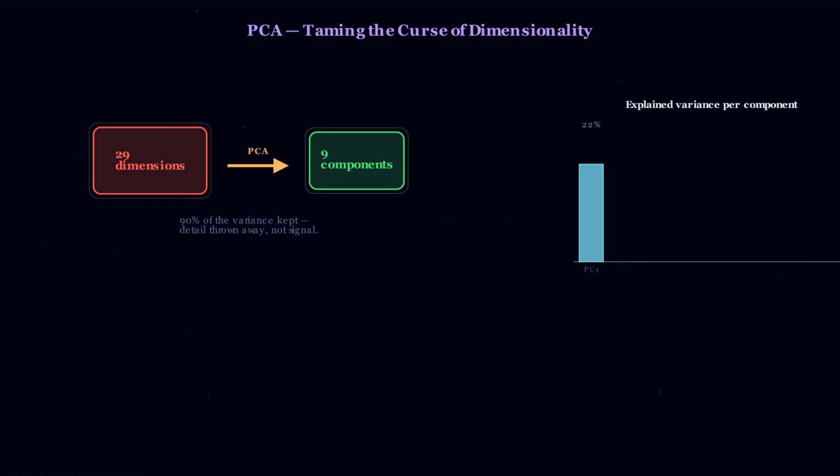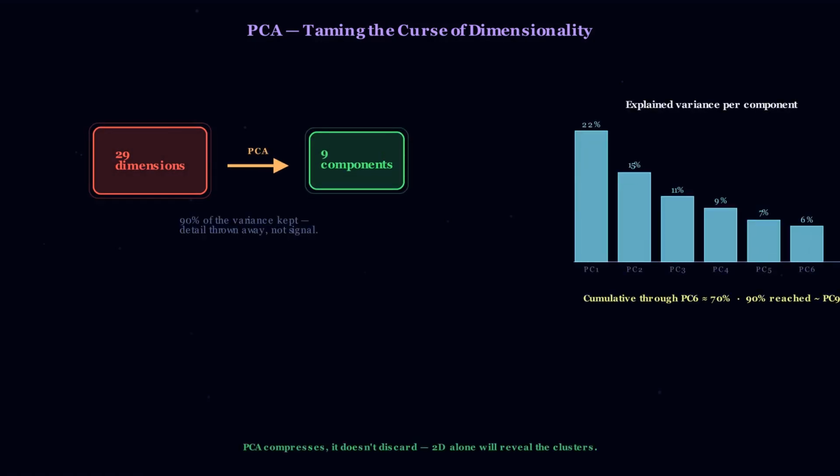Step 3, PCA. Why do you need it before clustering? You have 29 features. KMeans computes distance in 29-dimensional space. In high dimensions, distance becomes meaningless. Everything is roughly equidistant from everything else. This is the curse of dimensionality.